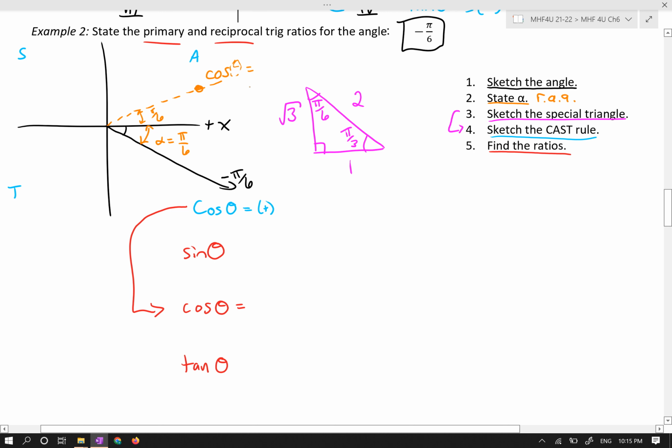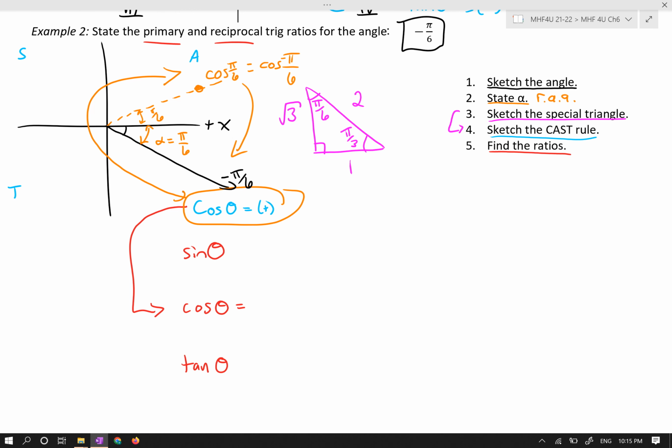would be equal to the cosine of negative pi over 6. So that means the cosine of pi over 6 is going to be equal to the cosine of negative pi over 6. If you're a little bit lost, that's okay. How do I know that? Because cosine is positive in both quadrants. We'll take advantage of the symmetry of these angles here, and we'll say, okay, so our cosine ratio is positive.